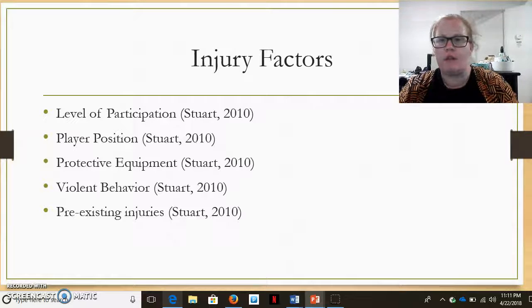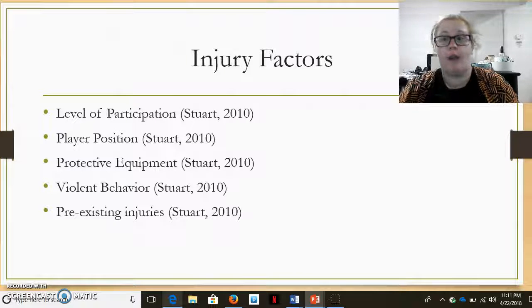Injury factors include levels of participation, so if they're out on the ice more, then they're more likely to get hurt. Another factor is player position, so if they're in a certain position, then they're more likely to get hurt than if they're a starter or something like that. If their protective equipment isn't on right, if their shirts aren't tied down, if their helmets come off like in fights, which brings me to my next point, violent behavior.